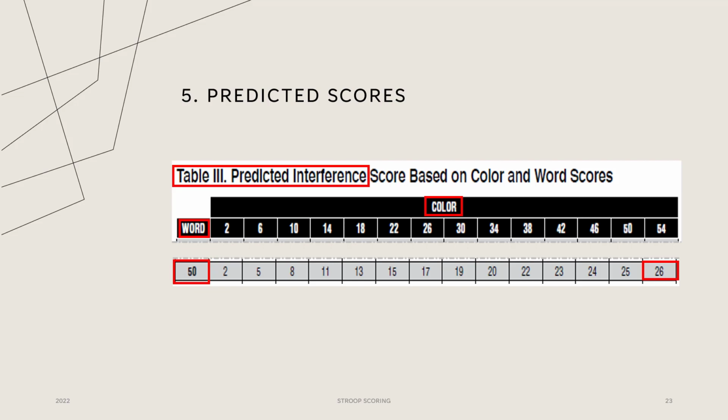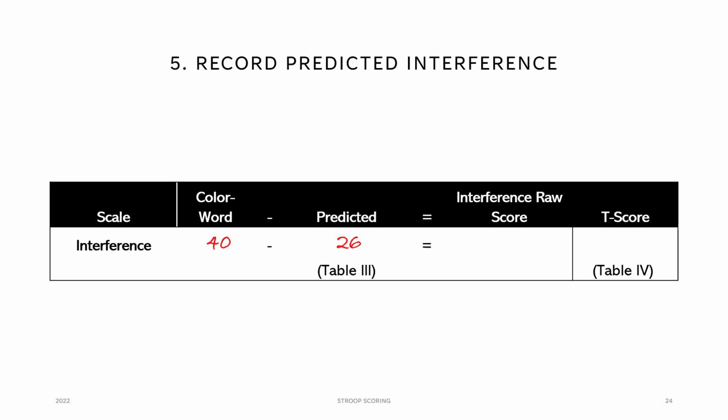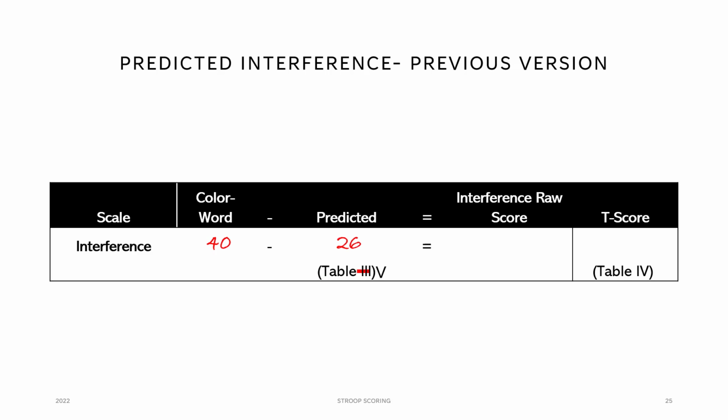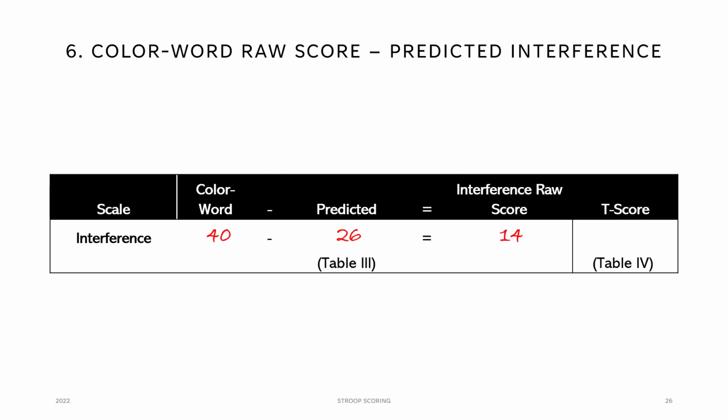If it's a score that's right in the middle, so if it was a 52, which you see falls exactly between 50 and 54, round up. So that would be a 54. In our example, we expect that the individual would have scored 26 on color word. We note that in the predicted score for interference. And again, we subtract. In the previous version, that process is exactly the same. In fact, the scoring is exactly the same. It is just on table 5. So we go across and subtract, and we get that the interference raw score is 14.